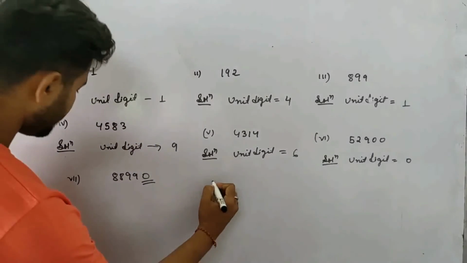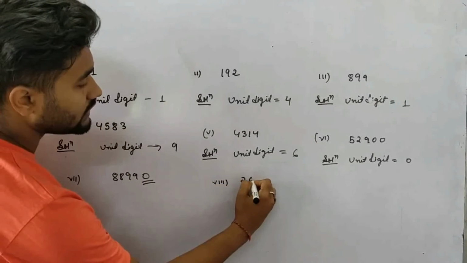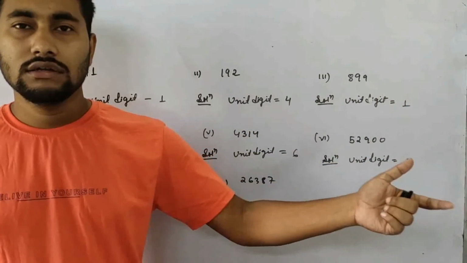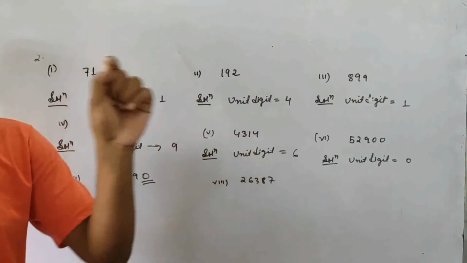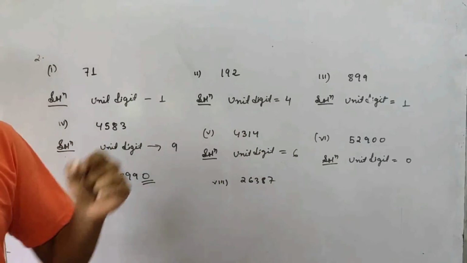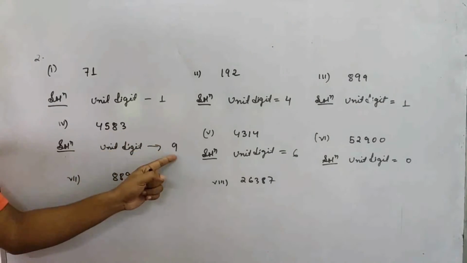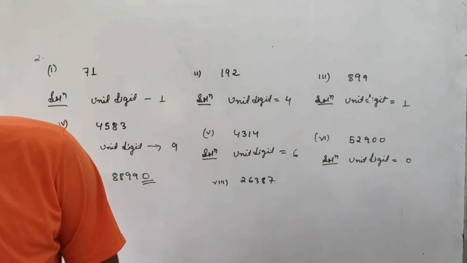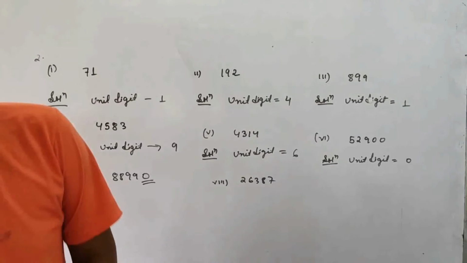Next, 26387. What is there? 7. 7 then what? 7 7 ja 49, 9. So 7 then 9. Okay, in the table also it was there. 3 then 9. 7 then also 9. Okay, homework you do. Next, 59268.